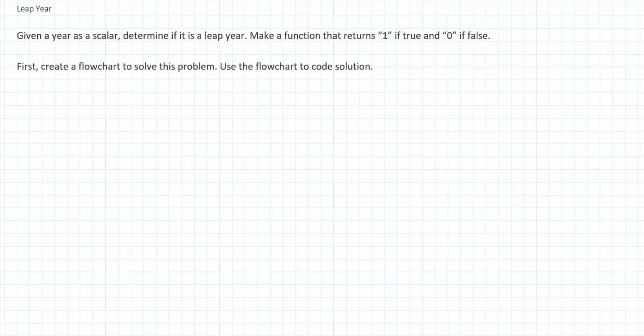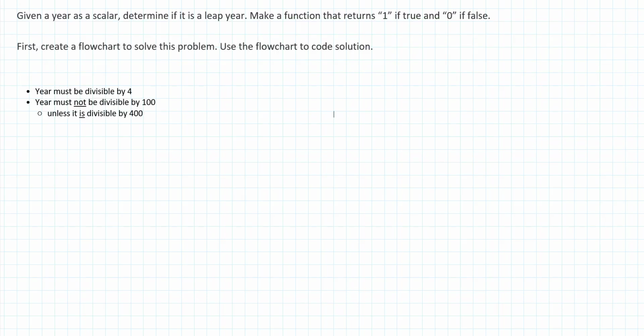So first, we're going to have to look at what's the definition of a leap year. How do we know if a year is a leap year? These are the rules we're going to follow. A leap year is determined by a year that is divisible by 4. However, it's a year that is not divisible by 100, except when the year is divisible by 400.